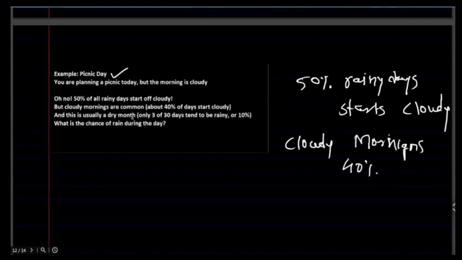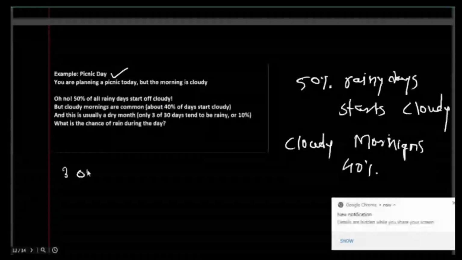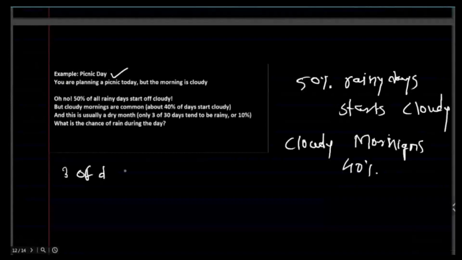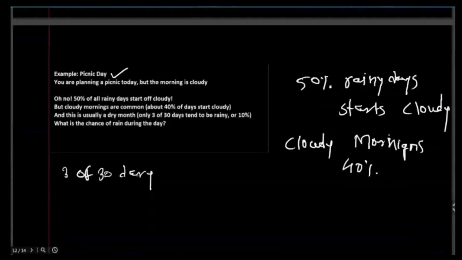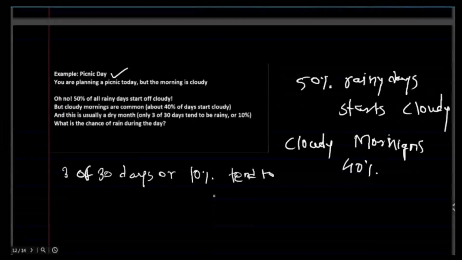And this is usually a dry month. Only 3 of 30 days tend to be rainy, or 10%.